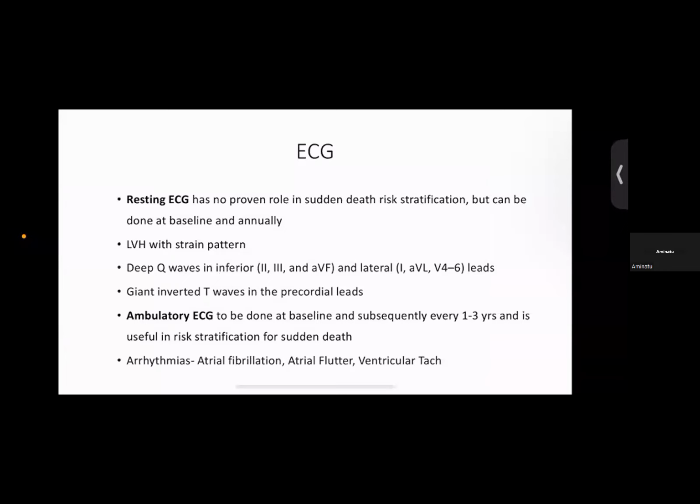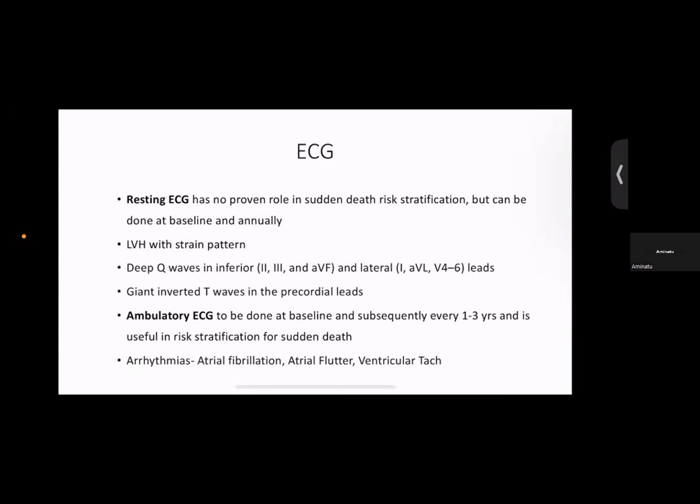ECG. Resting ECG has no proven role in sudden death risk stratification, but can be done at baseline and annually for patients. We see left ventricular hypertrophy with strain pattern. Deep Q waves in inferior leads and lateral leads can be seen. Then giant inverted T waves in precordial leads can also be seen.